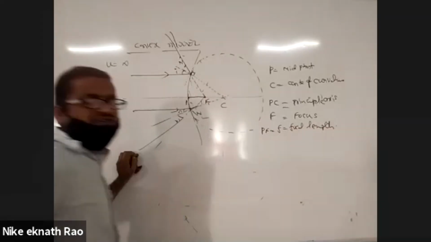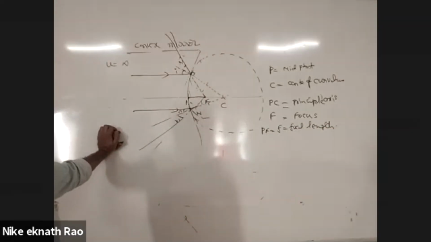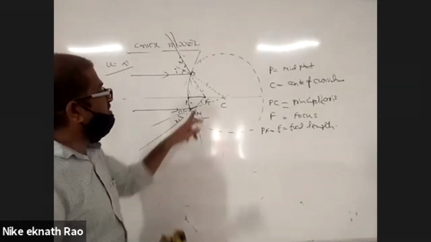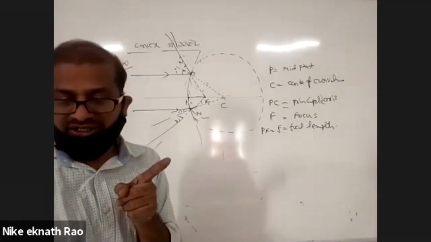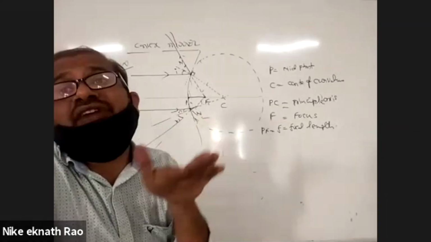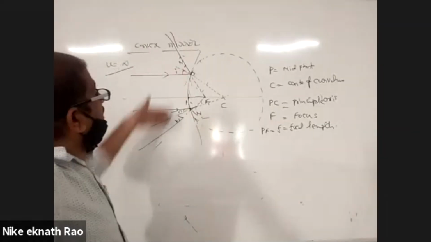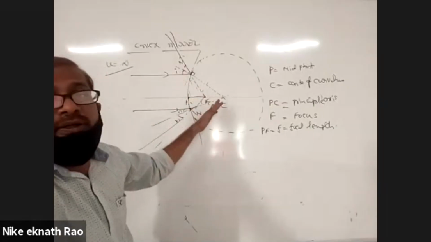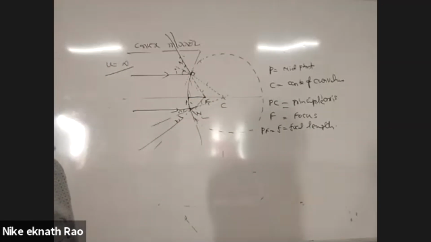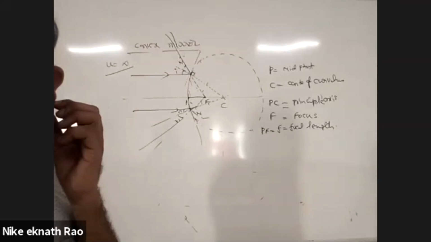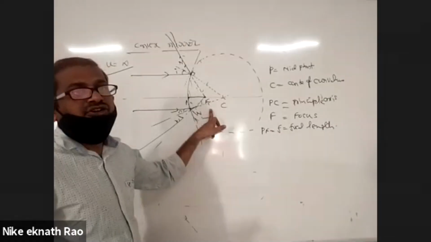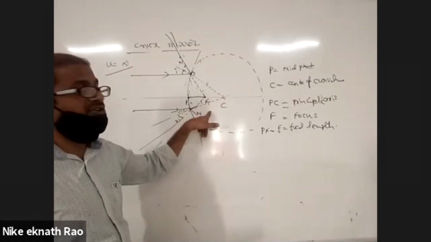What is PF called? Focal length. Now where is the image formed when the object is at infinite distance? Image is the point of intersection of light rays which are reflected or refracted. They are reflected, but they meet by producing backward. The image formed by producing backwards is called virtual image. Virtual image.